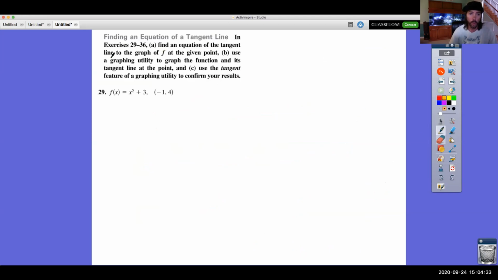I want you to find the equation of the tangent line at that point. I'm going to give you a couple seconds to think that through. If you're not knowing where to start, keep listening. If not, hit pause and go.